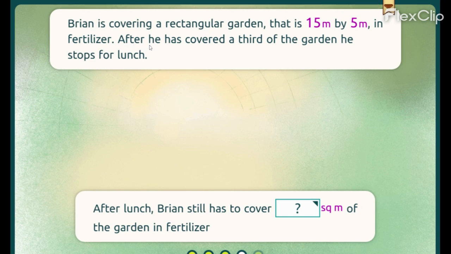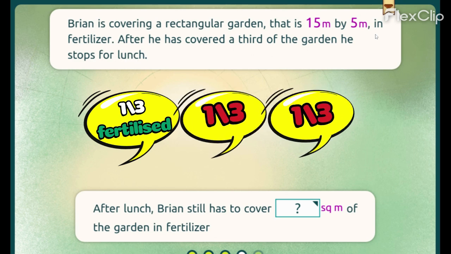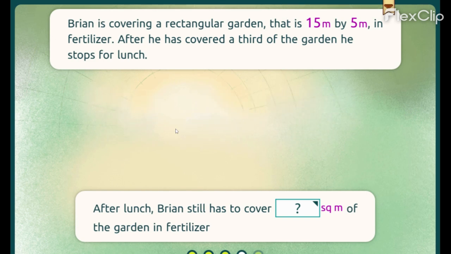So we read on. After he has covered only 1/3 of the garden, he stops for lunch. We know the total area of the garden. We know that he has fertilized only 1/3 of it. Right, we can now imagine a rectangle being divided into 3 equal parts, and only one part out of 3 has been covered. But this is not a question. This is just a description. The question is over here.